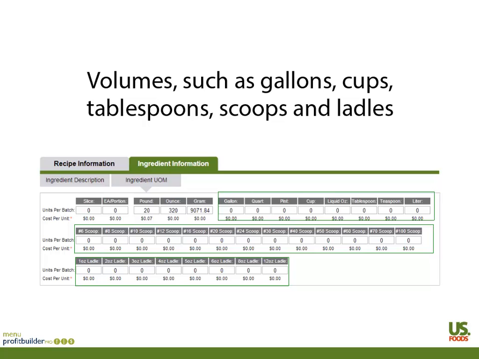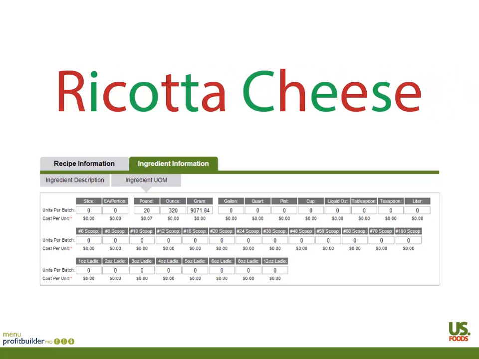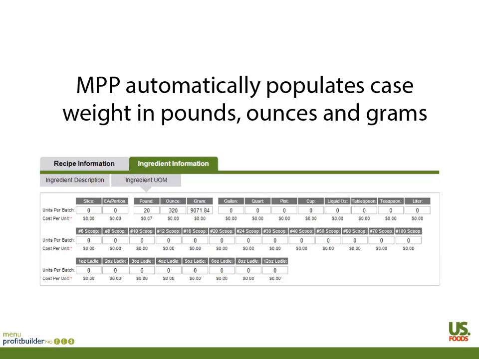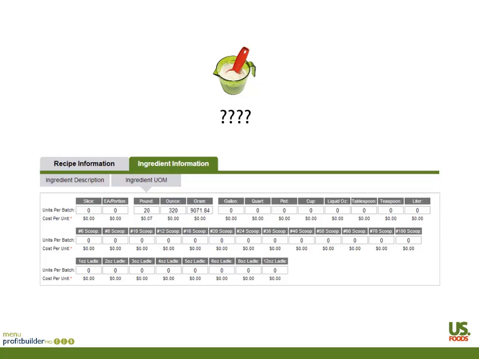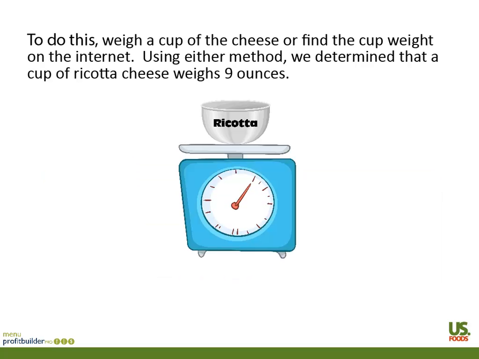When we add ricotta cheese to a recipe or menu item in MPP, the ingredient unit of measure automatically populates the weight of the case in pounds, ounces, and grams. This is true for all US Foods products. It's up to us to inform MPP how 20 pounds of this product translates into portions or volumes needed to create the recipe. To do this, weigh a cup of cheese, or find the cup weight on the internet.